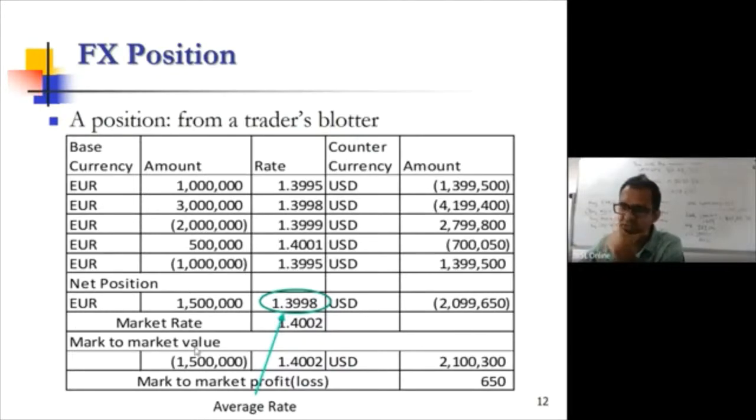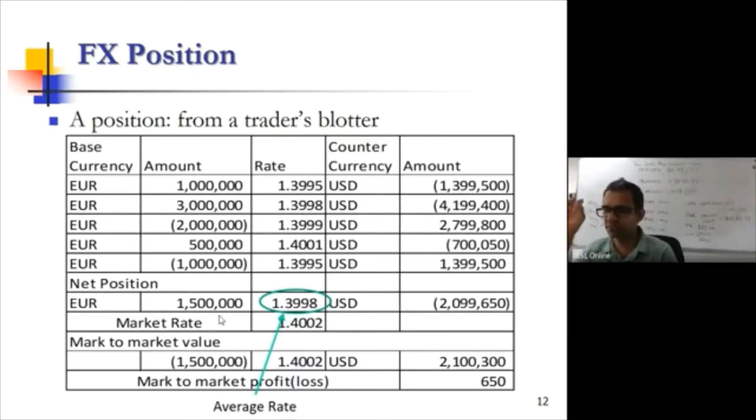So in the fourth transaction, you buy another 500,000. At the end of the fourth transaction, you are long 2.5 million. At the end of the fifth transaction, you can see here the net position is you are long 1.5 million. Is it correct, that part? How do you calculate your position on the base currency? Is it clear?